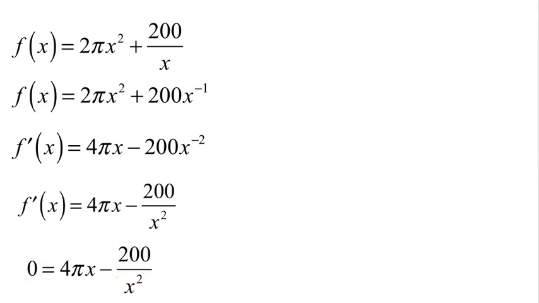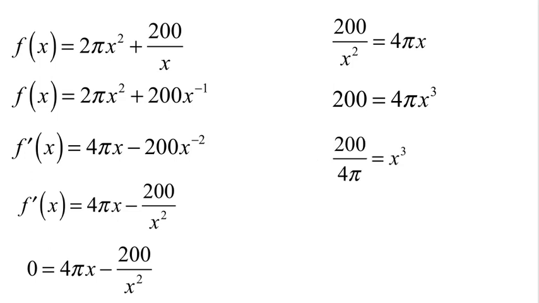Adding 200 over x squared to both sides, I get 200 over x squared equals 4 pi x. Multiplying both sides by x squared, I get 200 is 4 pi x cubed. Dividing by 4 pi, 200 over 4 is 50. 50 over pi is x cubed. So x would be the cube root of 50 over pi, another unpleasant number. Let's go ahead and use the decimal approximation here of about 2.515. Remember, x represented the radius.